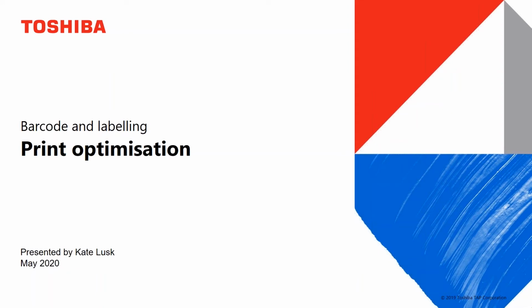This webinar will be going for about 40 minutes and specifically we're looking at how to optimize print through a barcode or label printer provided by Toshiba. In this webinar we'll be covering 5 different sections to look at the what, how and why these types of problems can occur and how to resolve them.